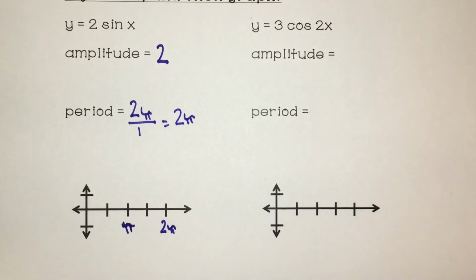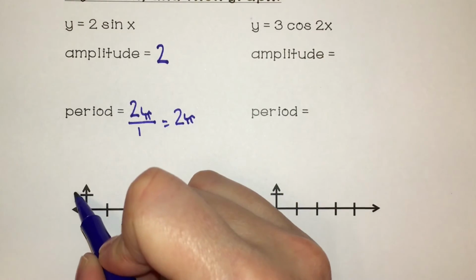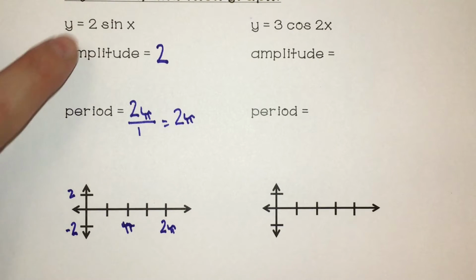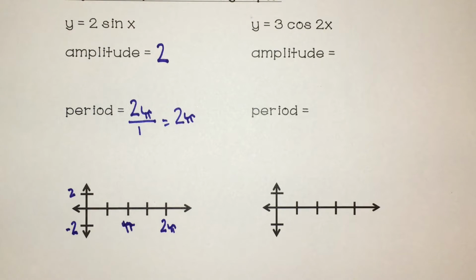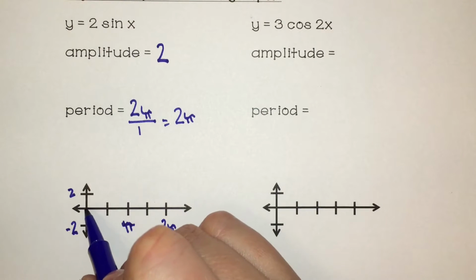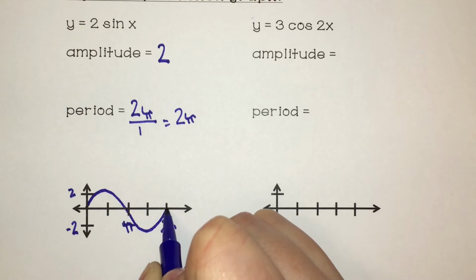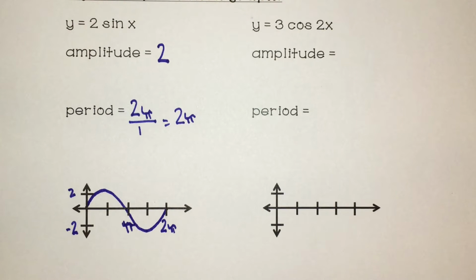That'll help me out. Okay, amplitude is 2, so I know it goes up to positive 2 and goes down to negative 2. It's a sine function, so I'm going to start at 0. I'm going to go up, down, and up. There's my graph.